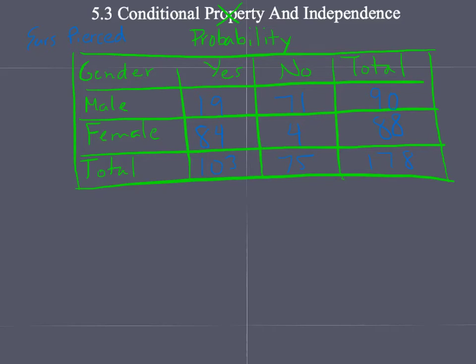So now we're going to go ahead and find some probabilities. We're going to say that the event A is male, and event B will be pierced ears. Okay, and we're going to find the probability of A, which will be the probability of males, which is, go up here, we got 90 males out of a grand total of 178.